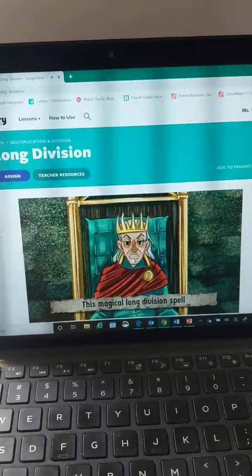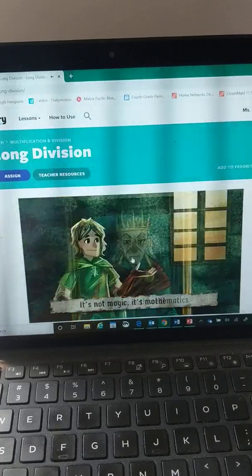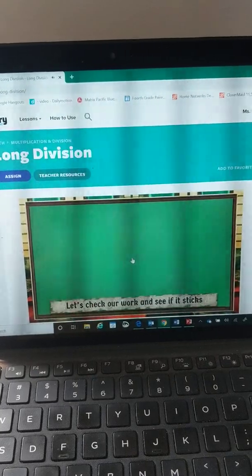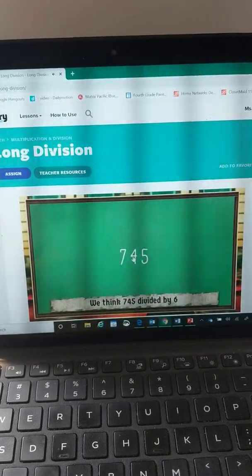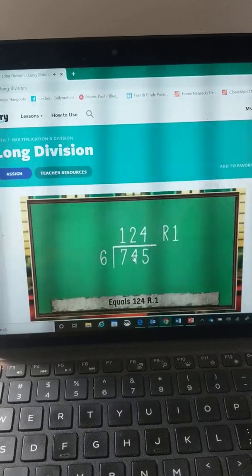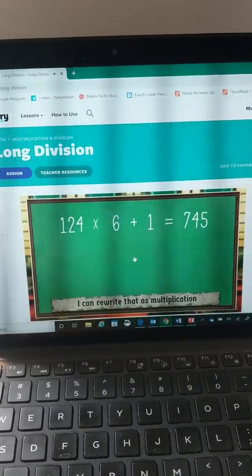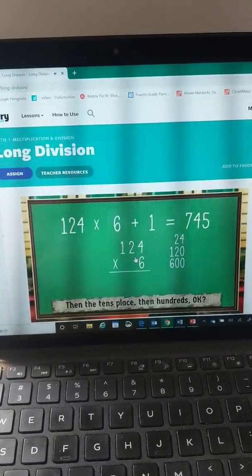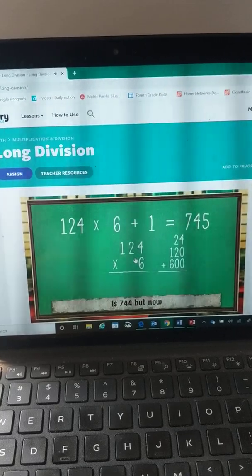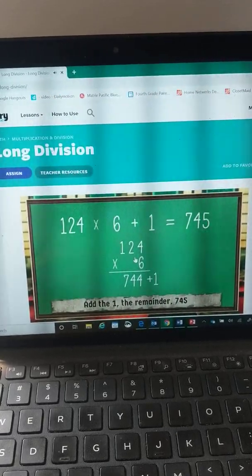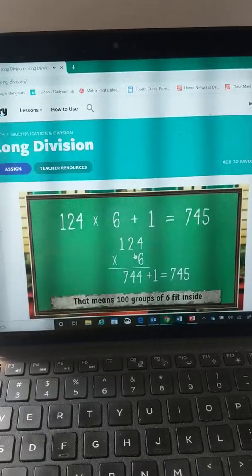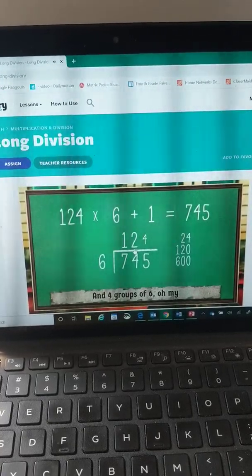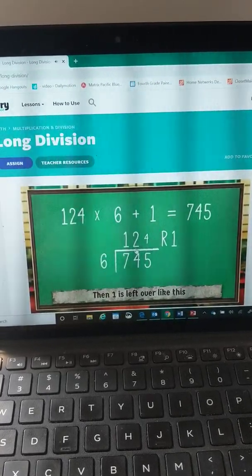This magical long division spell must be outlawed. Nah, it's not magic, it's mathematics. This is just one approach, but it's a classic. Let's check our work and see if it sticks. We think 745 divided by 6 equals 124, remainder 1. I could rewrite that as multiplication. First I multiply in the ones place, then the tens place, then hundreds, okay? Ooh, look at that. What I found, it's 744. But now add the 1, the remainder, 745. That means 100 groups of 6 fit inside, plus 20 groups of 6 are combined, and 4 groups of 6, oh my. Then 1 is left over like this.